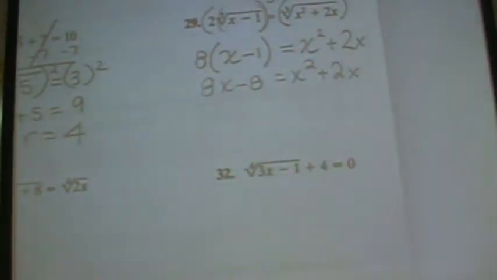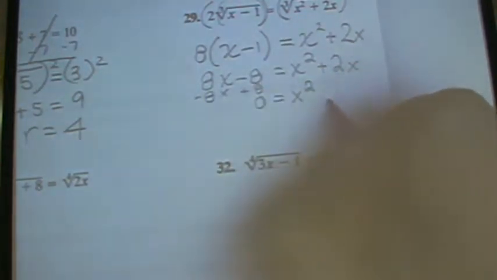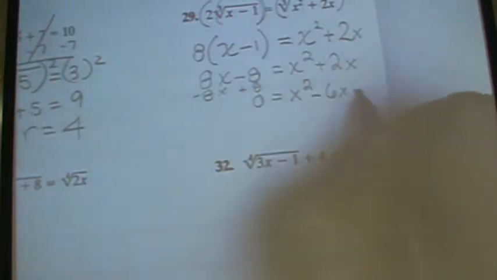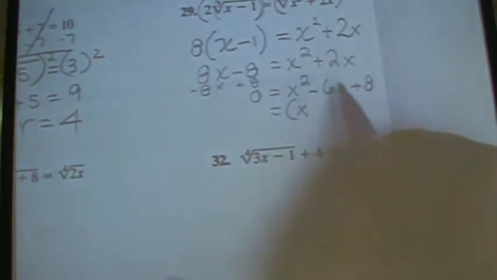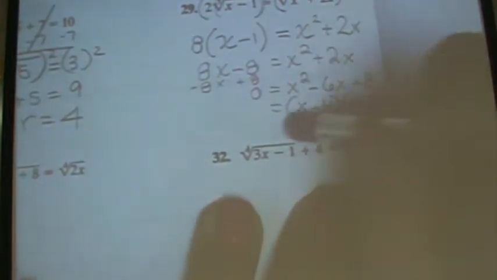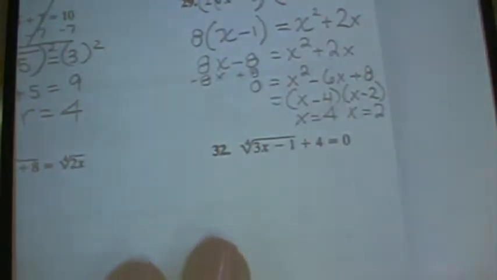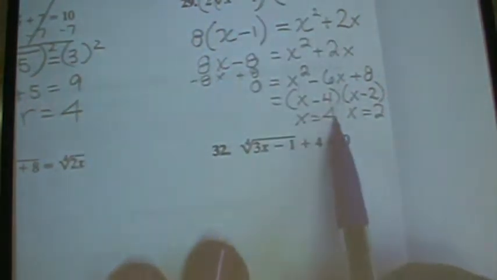And what we're going to do is finish this off by getting a 0 on one side because it's quadratic. So if I subtract 8x and add 8, zeroing this side out, I get negative 6x, and I'm adding that 8 here. Now I want to factor this. What 2 numbers multiply to give you 8, but add to be negative 6? So our possible solutions are 4 and 2. Now you're going to want to take a second and plug these numbers in one at a time to see if they both work.